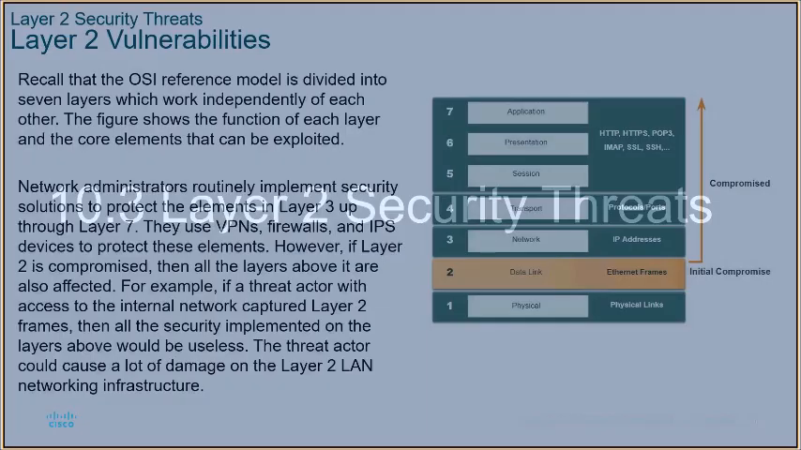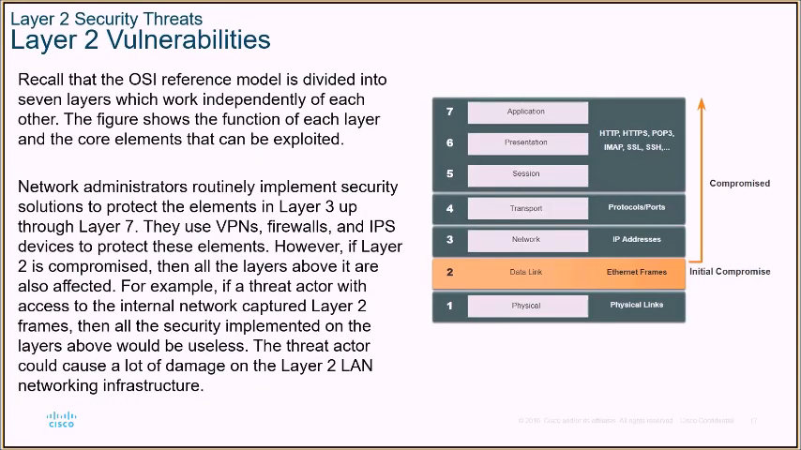All right, some layer 2 threats. So of course, layer 2, data link layer. Basically, network administrators routinely implement security solutions to protect the elements in layer 3 up through layer 7. They use VPNs, firewalls, and IPS devices to protect these elements. However, if layer 2 is compromised, then all the layers above it are also affected. For example, if a threat actor with access to the internal network captured layer 2 frames, then all the security implemented on the layers above would be useless. The threat actor could cause a lot of damage on the layer 2 LAN networking infrastructure.